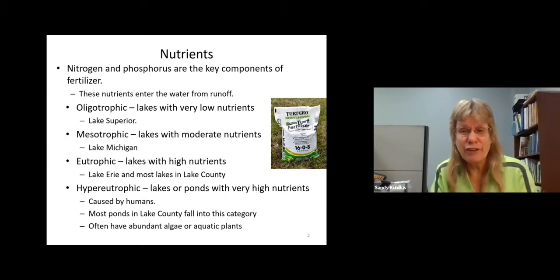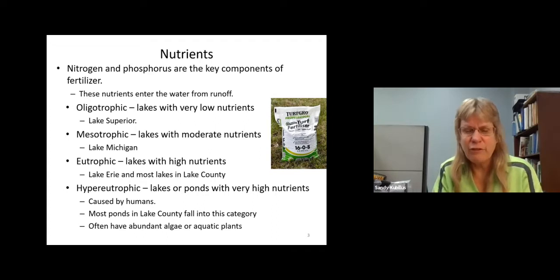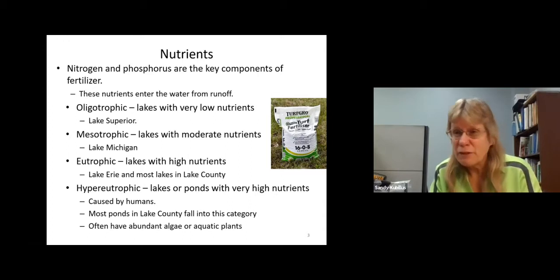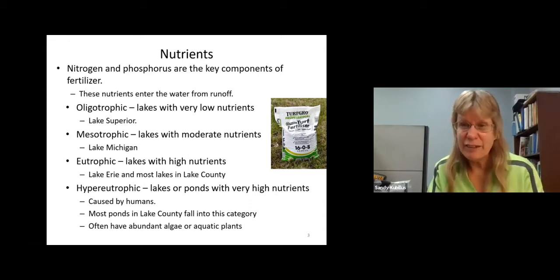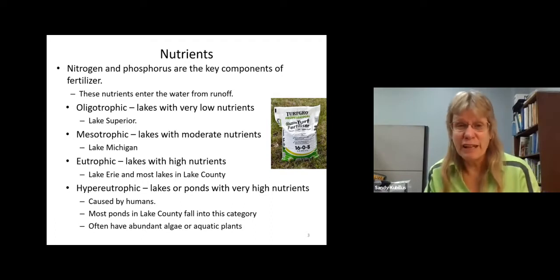Oligotrophic is a lake with very low nutrients, like Lake Superior, which is very clear, it's cold, and doesn't have a lot of aquatic plants in it. Mesotrophic is like Lake Michigan, a moderate amount: meso, moderate, and Lake Michigan. Easy way to remember it, 3 M's. Eutrophic has high nutrient levels, and you might think of Lake Erie, so Erie, eutrophic.